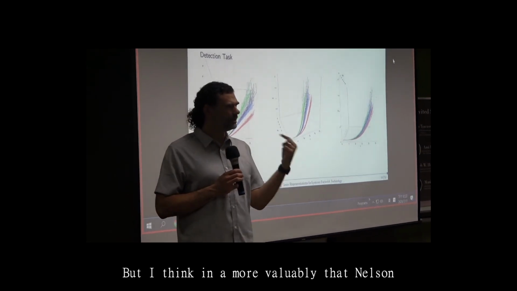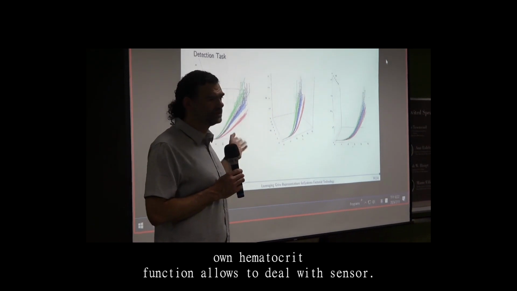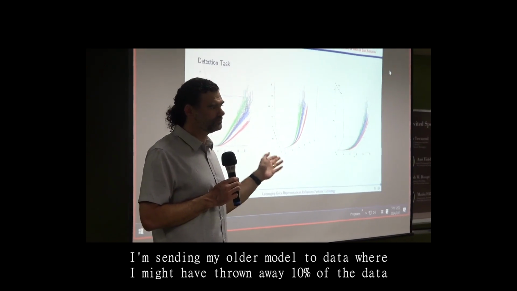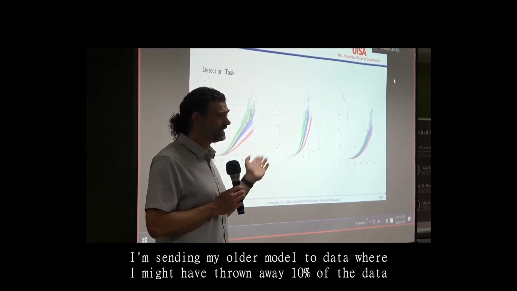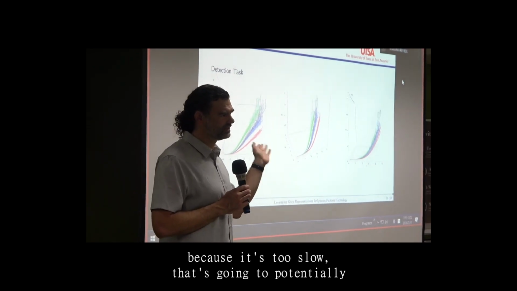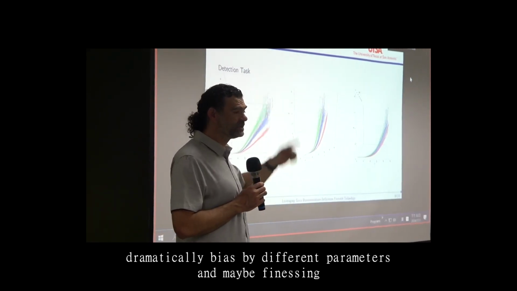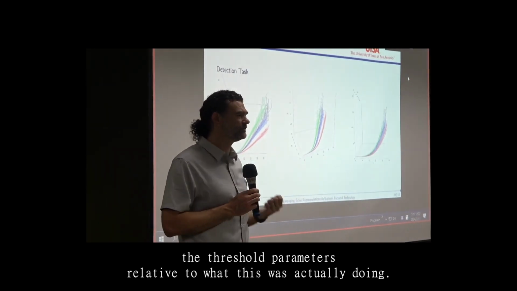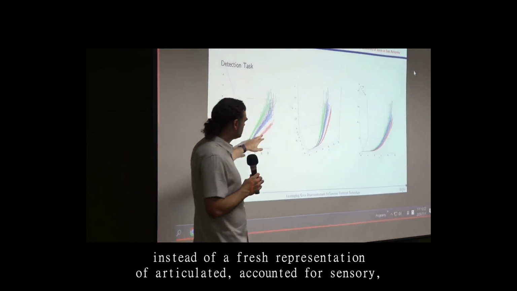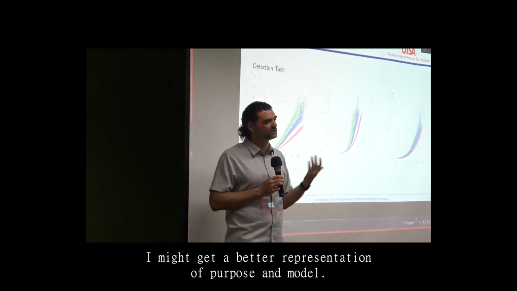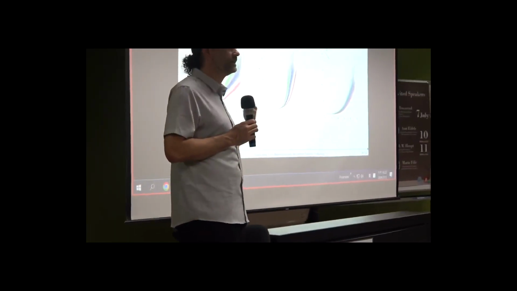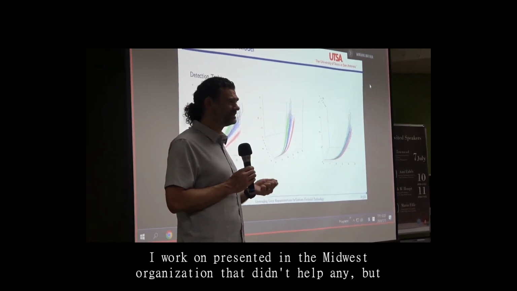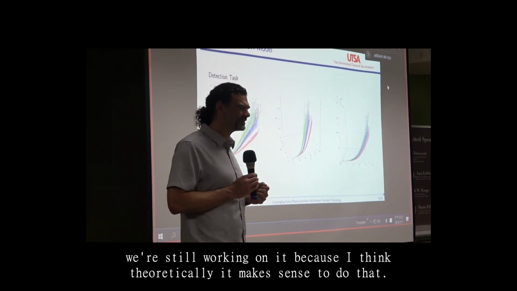But I think even more valuably, the Nelson-Aalen cumulative hazard function allows us to deal with censoring. If I'm fitting my LBA model to data where I might have thrown away 5 to 10% of the data because it was too slow, that's potentially going to dramatically bias my drift rate parameters, and maybe mess with my threshold parameters relative to what the participant is actually doing. If I'm fitting instead to a gray space representation, I've already accounted for censoring, so I might get a better representation of how close I am to the model. That's work in progress. The work I presented at Midwest College didn't help any, but we're still working on it because I think theoretically it makes sense.